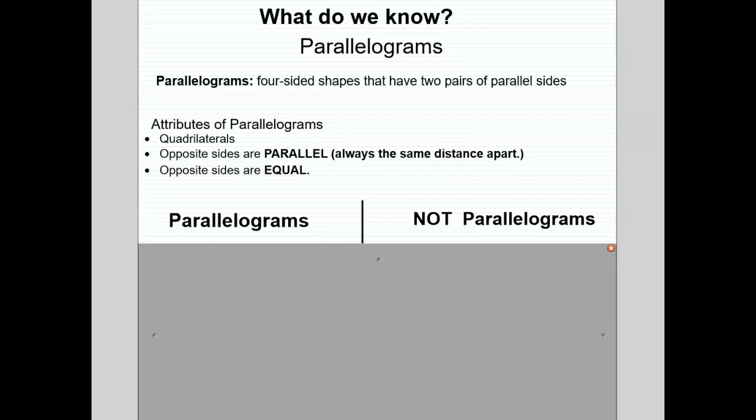Okay, I have a fun task for you. Would you draw a T-chart on your paper and label one column parallelograms and one column not parallelograms, and draw 2 parallelograms in the column labeled parallelograms, just like I did on my page, and draw 2 shapes that are not parallelograms in the other column. Pause the video and do this, please.